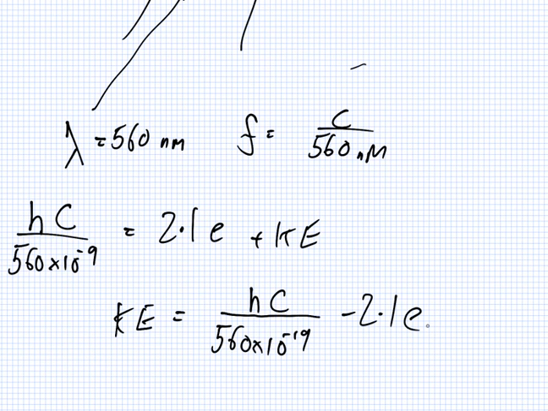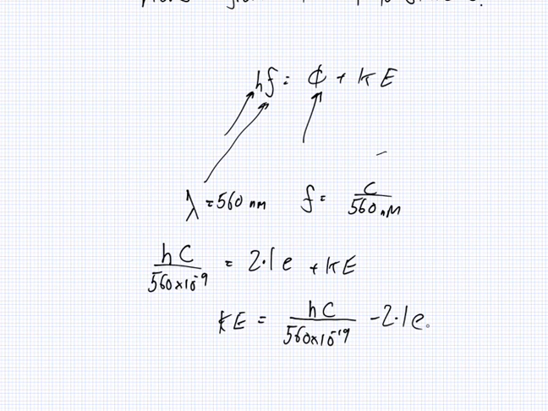Now, I don't have my calculator, but this is what I would have to type in on my calculator. It should be a small number. It is 2.1 electron volts. So you need an e. What else did you get, Abraham? Still working? Can you write that down and then I calculate it?